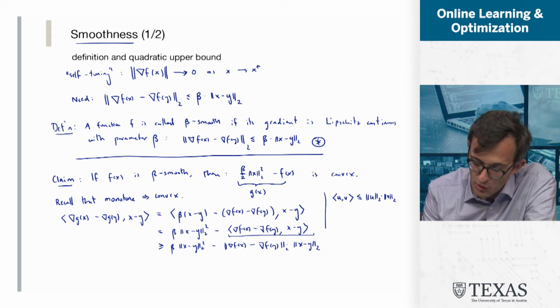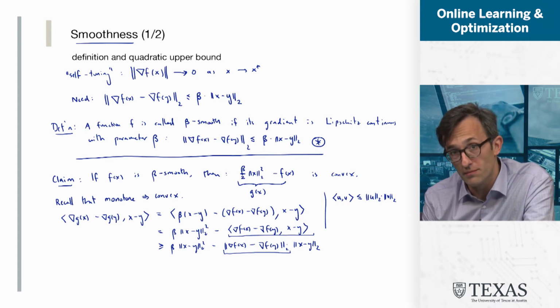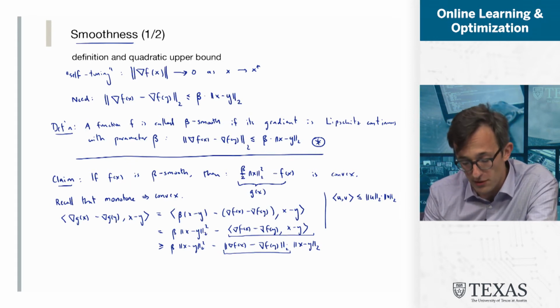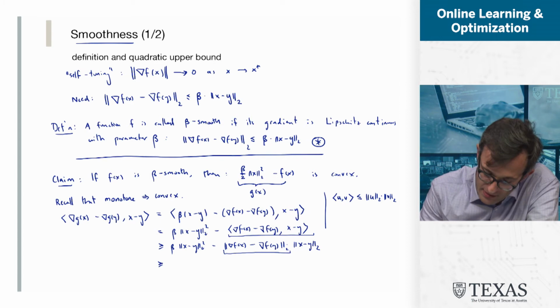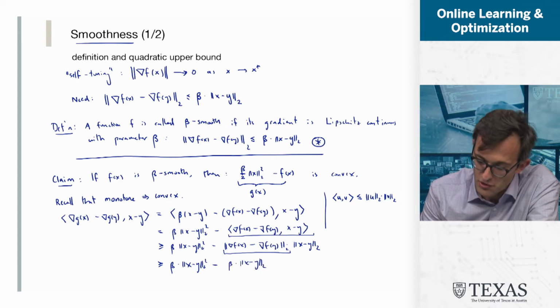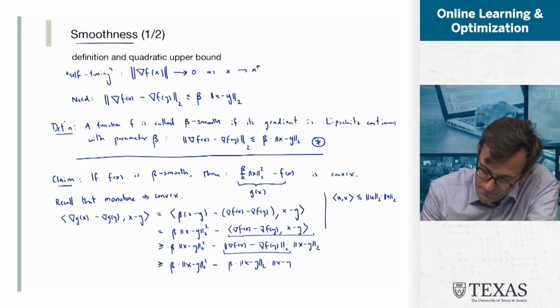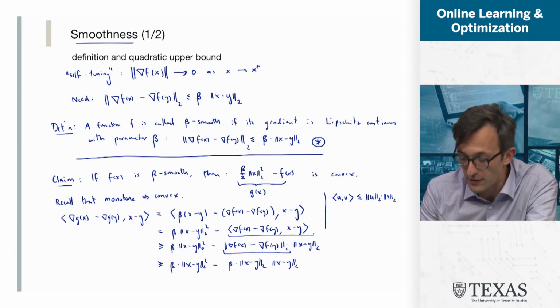So again, I'm going to replace this term here with something potentially bigger. And if I'm subtracting something bigger, I have the right inequality. So this is greater than or equal to beta times norm of x minus y squared minus beta times norm of x minus y. This is the definition of smoothness, times norm of x minus y. And this is finally equal to 0.